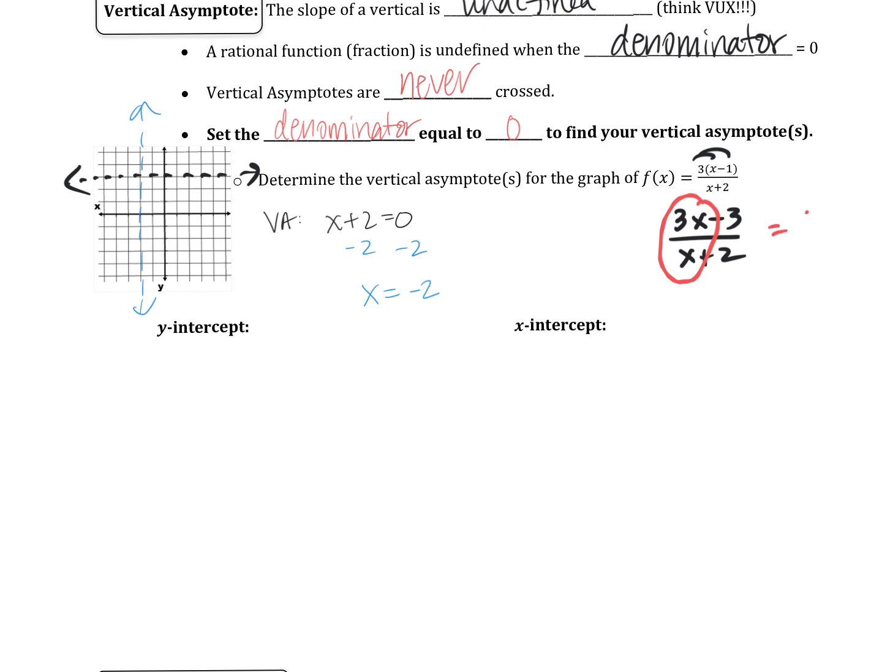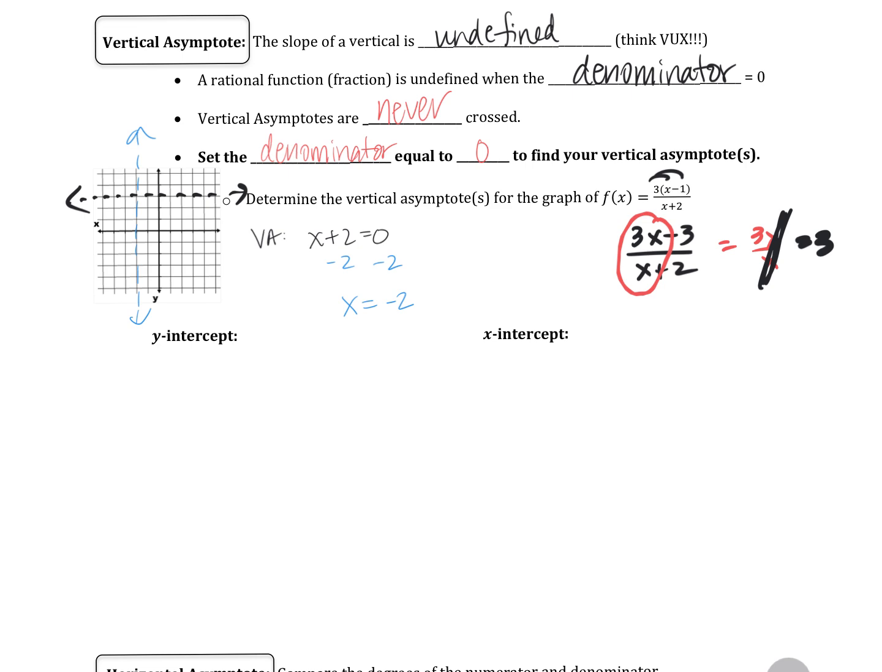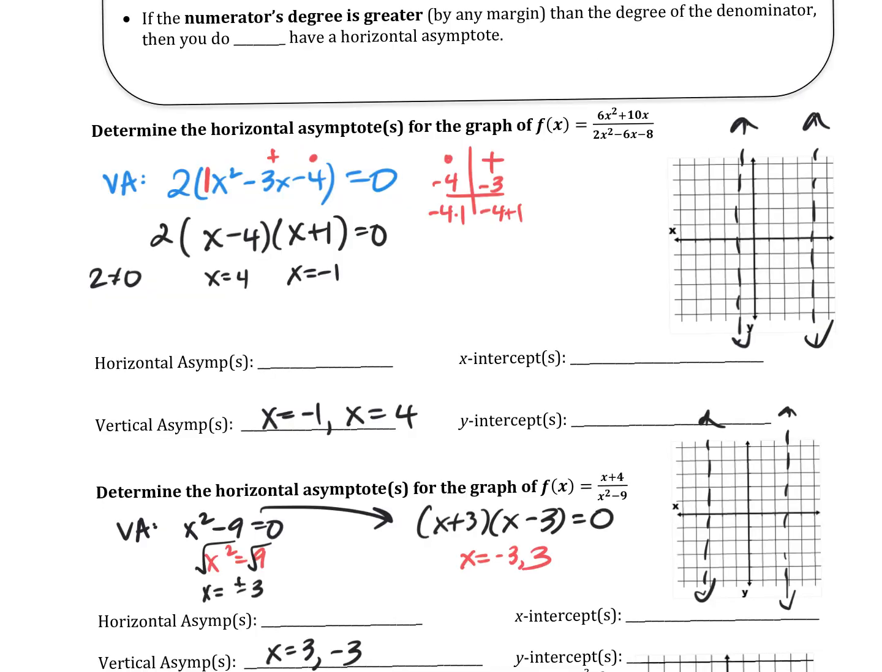What happens when I say 3x over x? What's left? Just a 3. That's why my horizontal asymptote was 3. But what if we go to that next page and I look at this one? What's the biggest exponent in the top? Squared. What about the biggest exponent in the bottom? Squared. What are their coefficients? 6 and 2. So my horizontal asymptote is going to be at 6 over 2, which is 3.